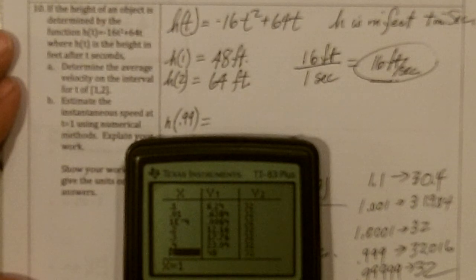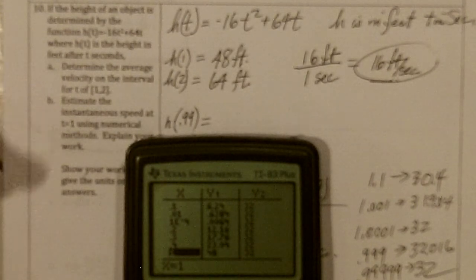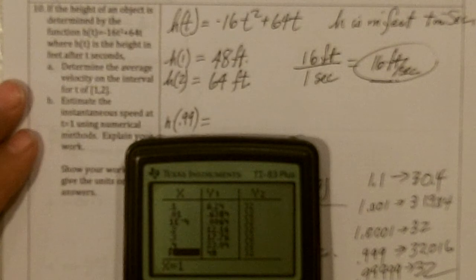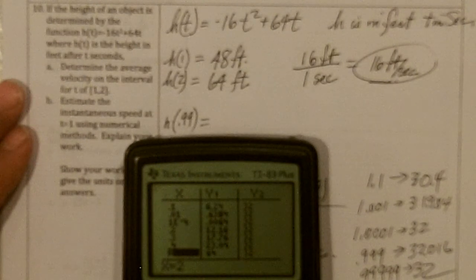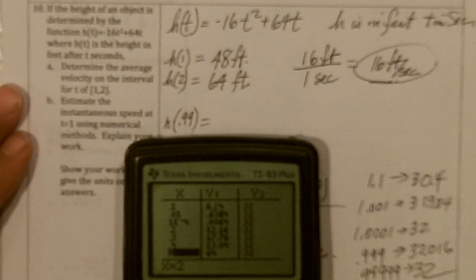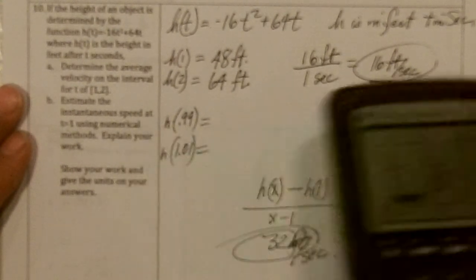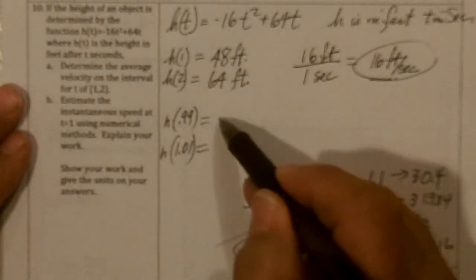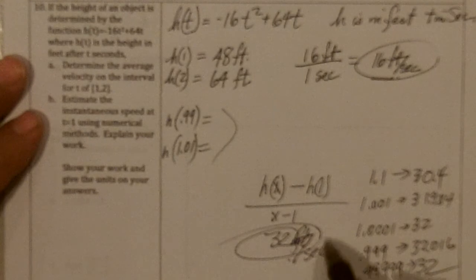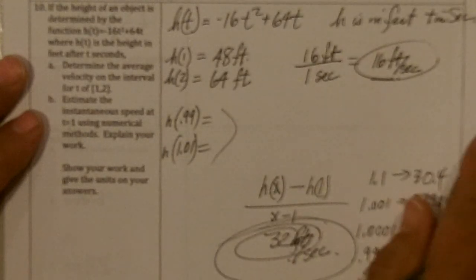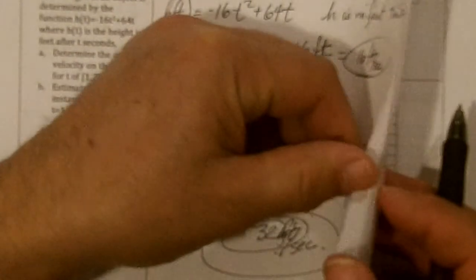I have to be quite a bit off. Let's say I'm 1 off. I get 32. If I do 2 away, I still get 32. If I'm 4 away, I still get 32. So anyway, you can do either method, but the answer is 32 feet per second. And that's it.